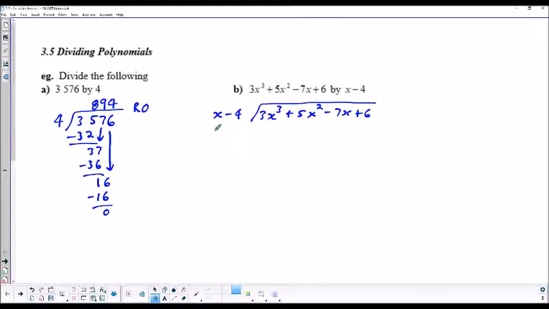So this thing here, that's called the divisor. This is called the dividend. And when we're finished, up here, we're going to be writing the quotient, which is, of course, the answer to a division question. And if there's anything else left over, we'll write the remainder right here.